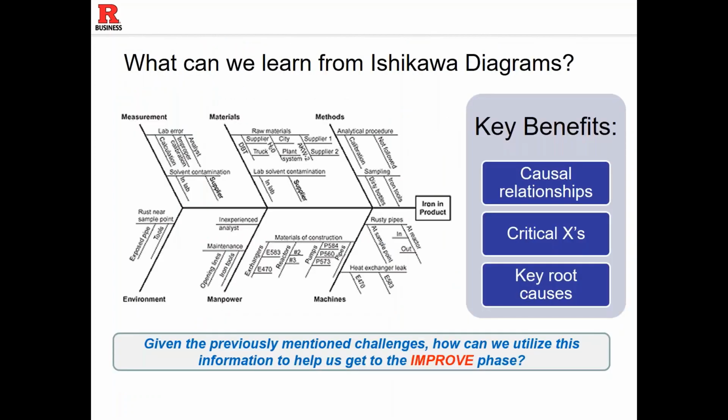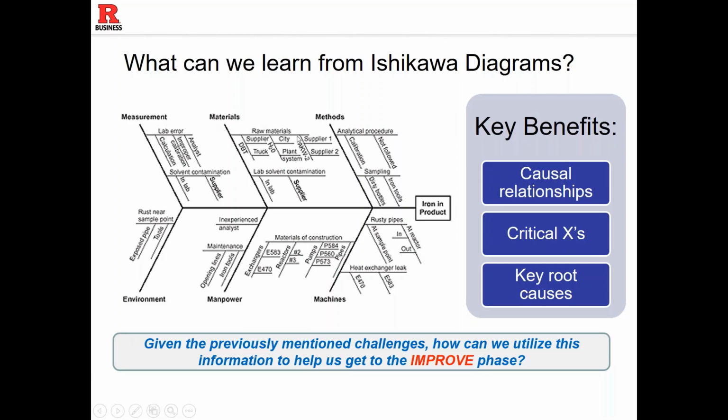What I'm showing on this slide is an Ishikawa diagram or a fishbone diagram. For those of you who are unfamiliar, at the head of the fish, in this example, you have iron in product. That's the key issue you're looking to address, and you're looking for causes as to why you'd have iron in your product. The large ribs of the fish have different categories or clusters of issues. For instance, materials: maybe a big cause of iron in your product could be your raw materials.